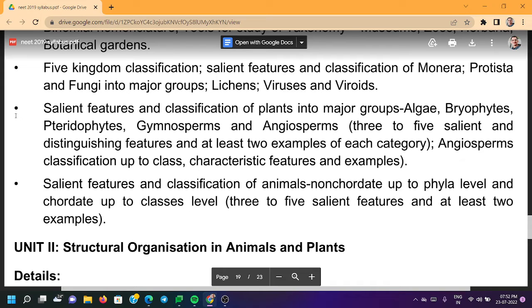Angiosperms: classification up to class, characteristic features and examples. Salient features and classification of animals: non-chordates up to phyla level and chordates up to classes level. 3 to 5 salient features and at least 2 examples.